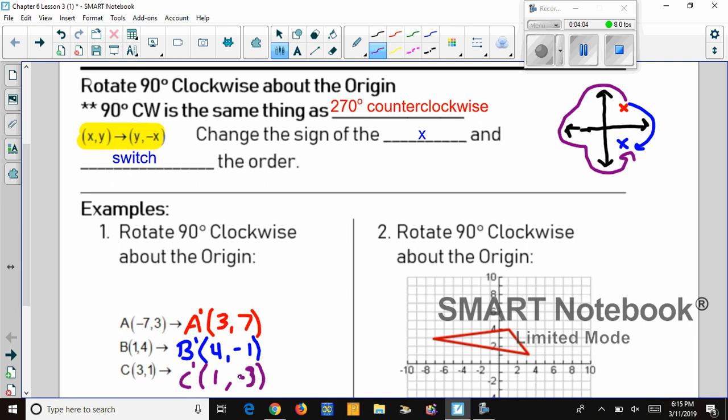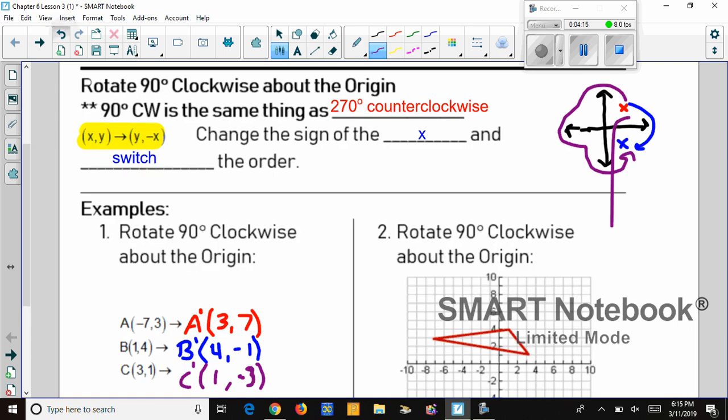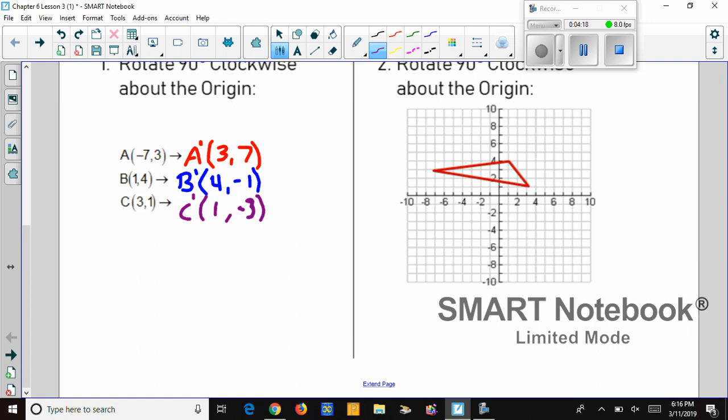And now let's put that on the graph to see what it looks like. So we have this triangle. We're going 90-degree clockwise. Remember, clockwise is a turn like this. So we get an idea of how this triangle might turn. We'll start with our 3, comma 7. Place the point here. That'll be that tip of our triangle. 4, negative 1, and 1, negative 3.